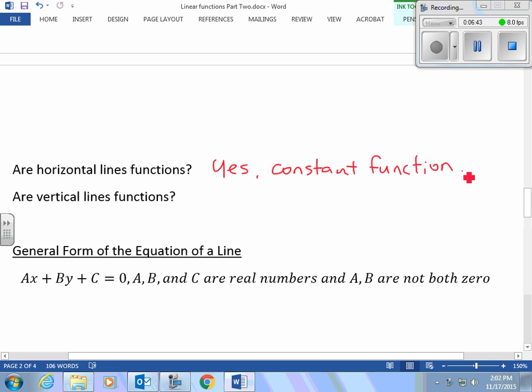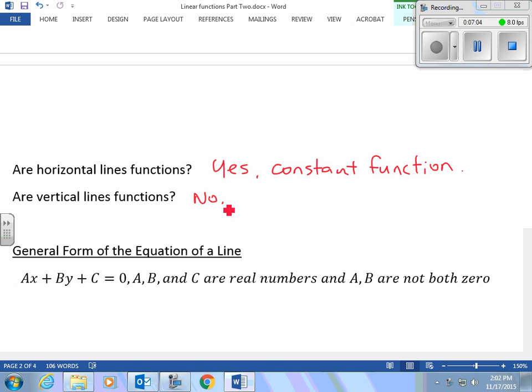It's constant over the whole domain. Are vertical lines functions? They're linear, they're nice and straight, but they're not functions because they don't pass the vertical line test, because for each value of x, you can have an undefined number of y values, okay? So it's not a function.